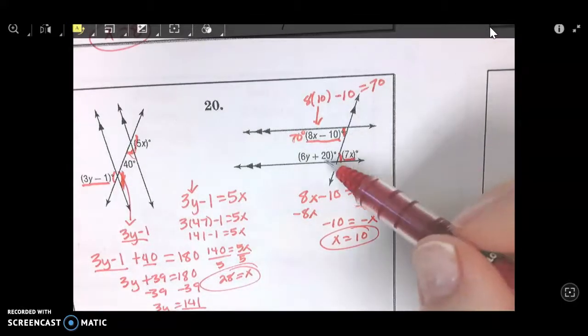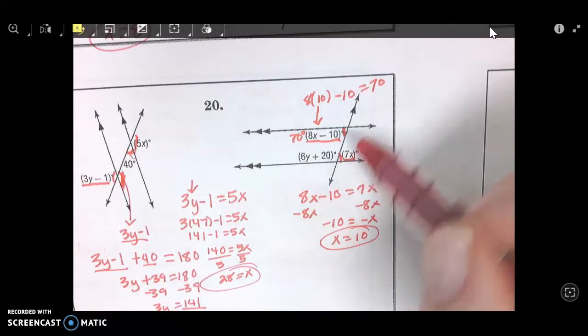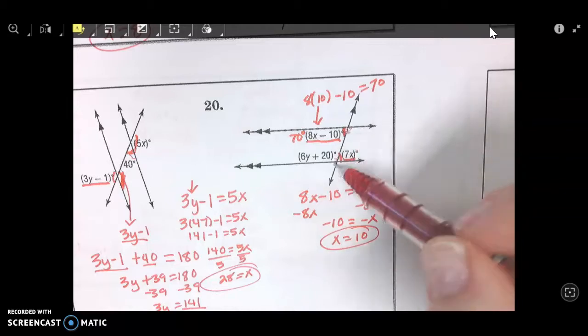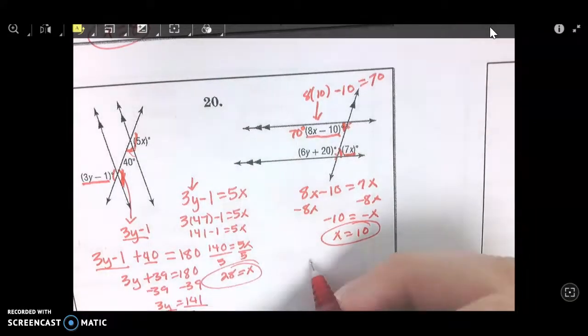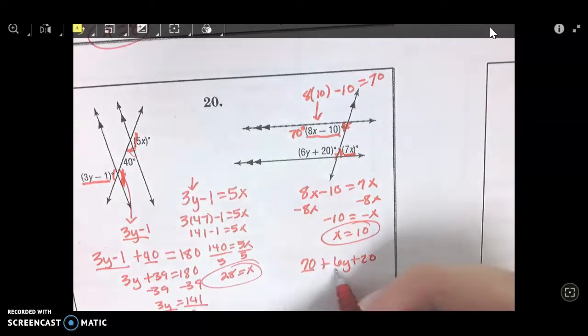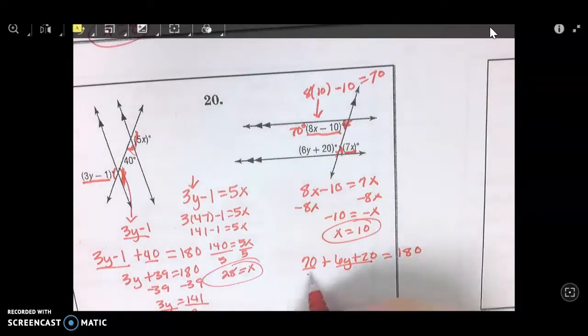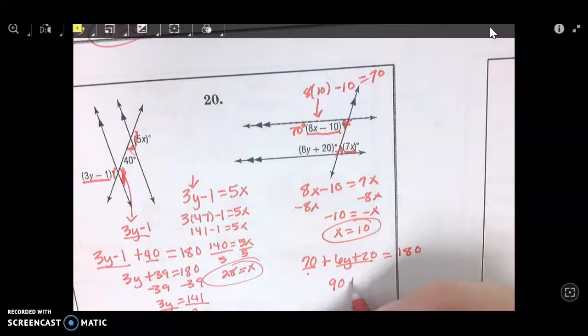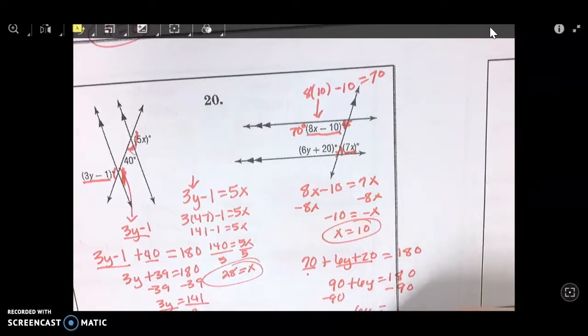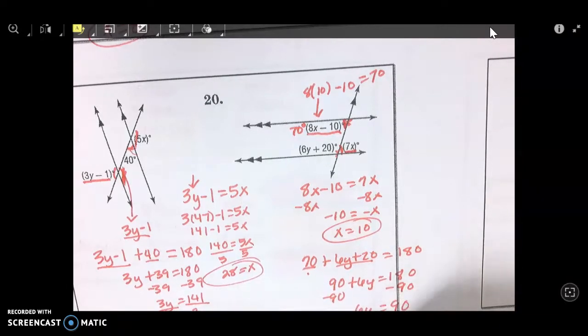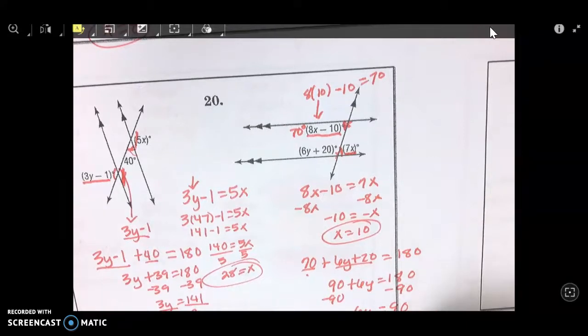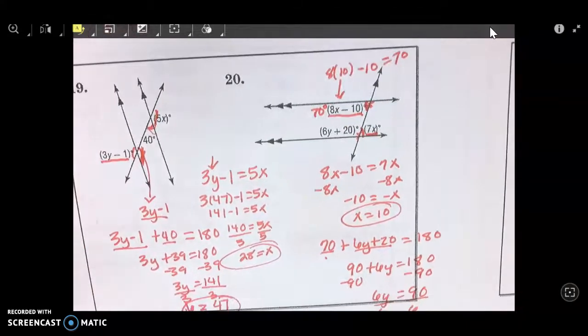And 70 plus 6y plus 20 equals 180 because these two angles are same side interior. So we are going to say 70 plus 6y plus 20 equals 180. Combine like terms, 70 plus 20 is 90, plus 6y equals 180. Subtract 90, you get 6y equals 90. Divide by 6, you get y equals 15. Okay, oh, sorry, you can't see.